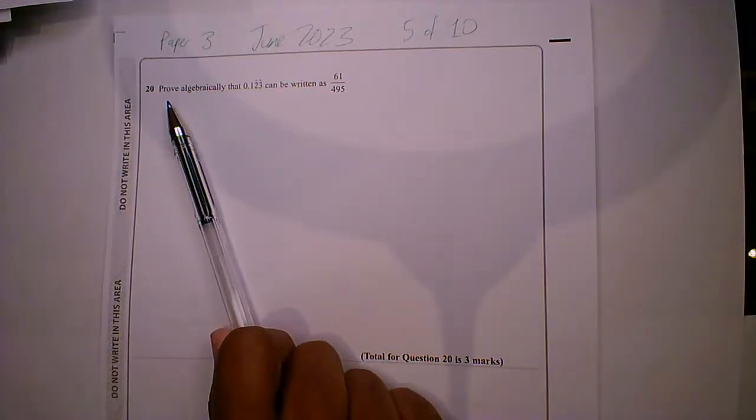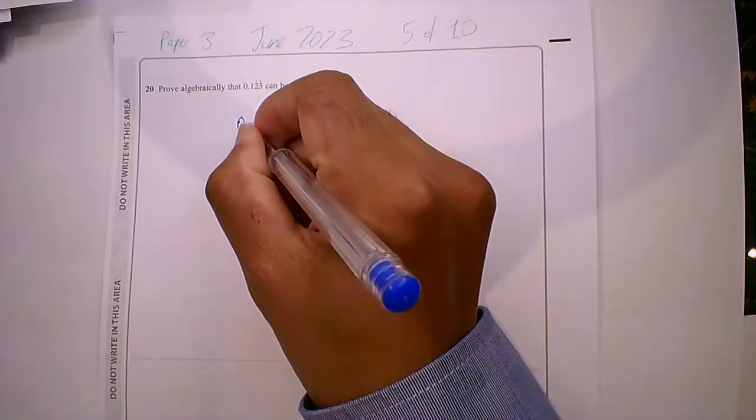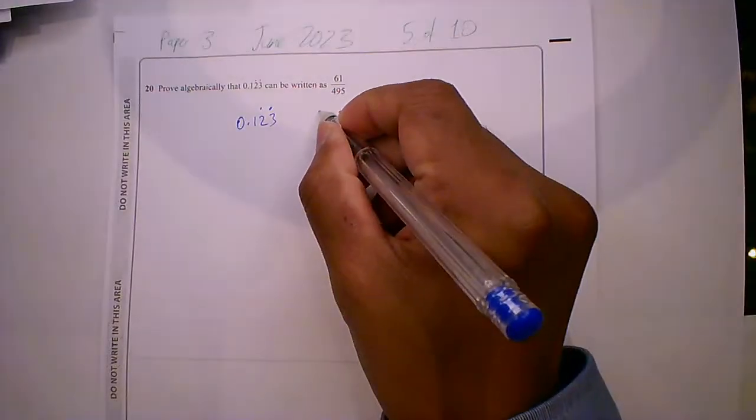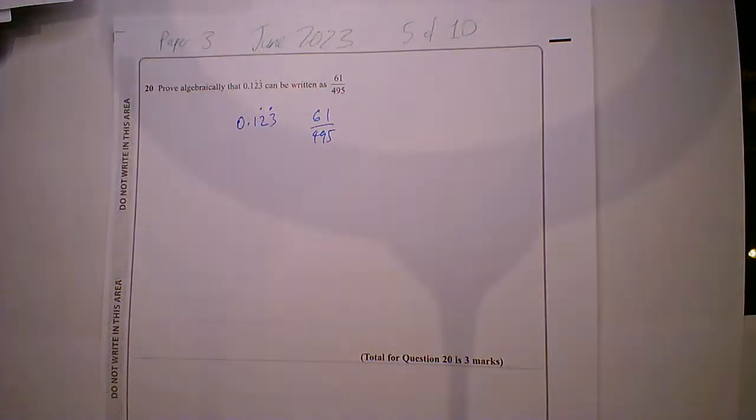Here is the next question, the fifth question of our 10. Press pause, have a go. When you are ready, press play for the answer, or if you're stuck, press play. So prove algebraically that 0.123 recurring can be written as 61 over 495. So that's what we want.